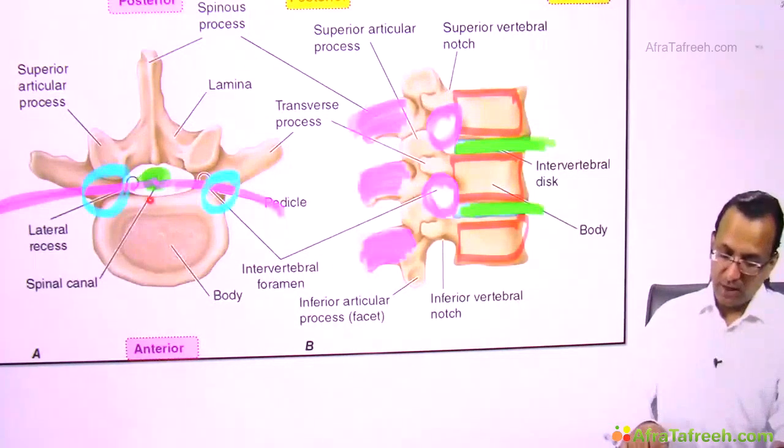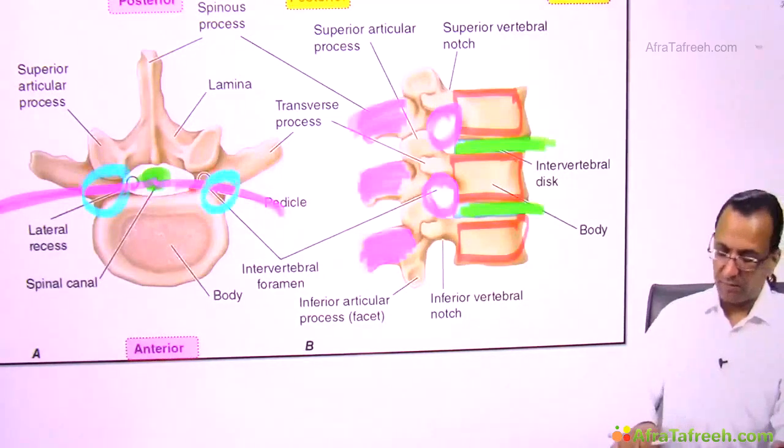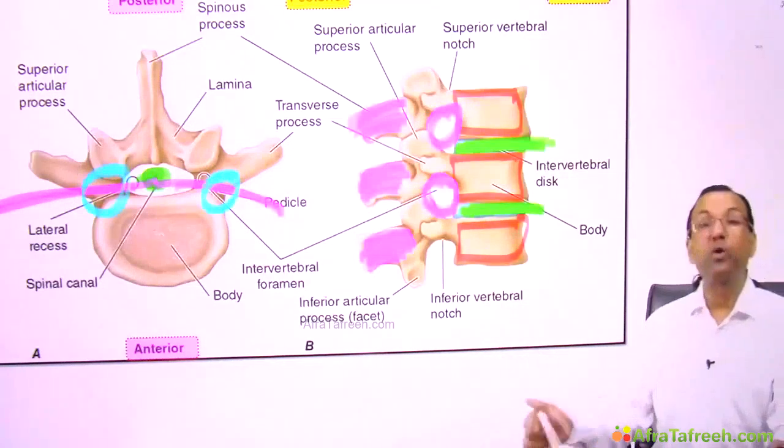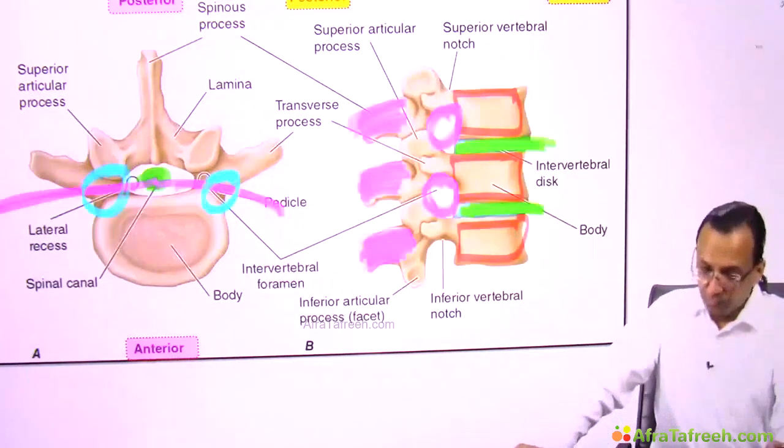So the spinal cord gives a spinal nerve on either side, and it passes through the intervertebral foramen region. This is the region. That is where the spinal nerve will come out. Yes, that is the point.